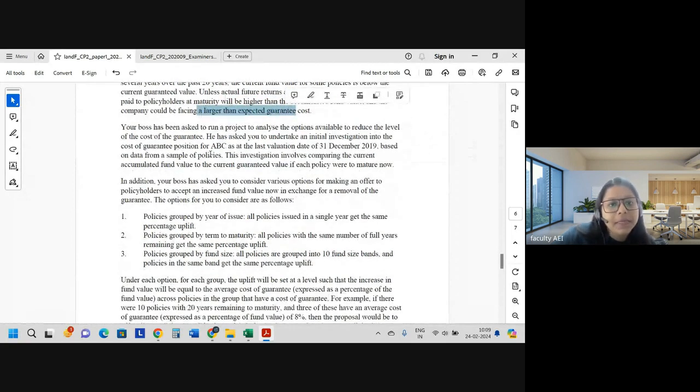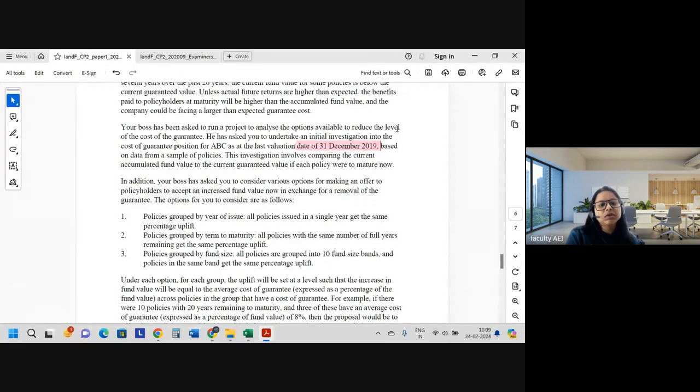cost to the company. Your boss has been asked to run a project to analyze the options available to reduce the level of the guarantee. He has asked you to undertake an initial investigation into the guarantee cost for ABC as at the last valuation date. So this is the last valuation date, where we have to do the investigation based on the data from a sample of policies. This investigation involves comparing the current accumulated value to the current guaranteed value if each policy were to mature now.